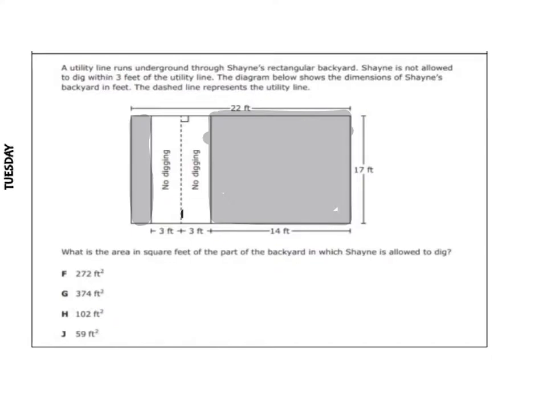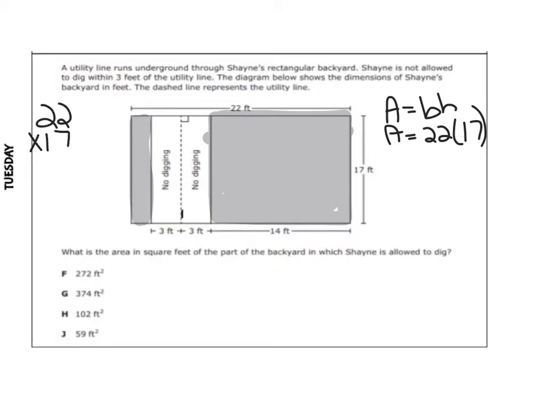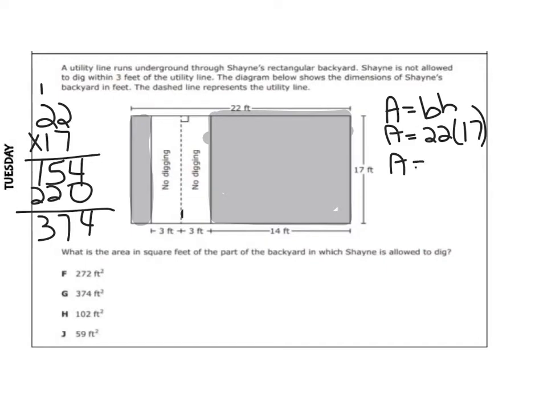What would I need to do to find the area of the shaded part? There's several ways you could do this. So what would be the area of the whole thing? What would I need to multiply to find the area of the whole thing? Yeah, A equals base times height, which is 22 times 17. So let's find that area. So that's 374. So that is the area of the whole thing.